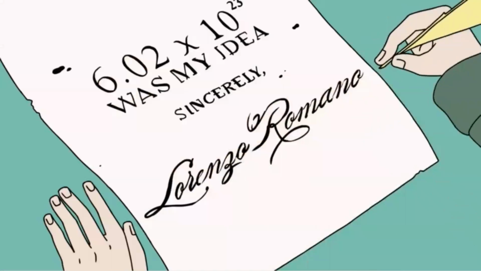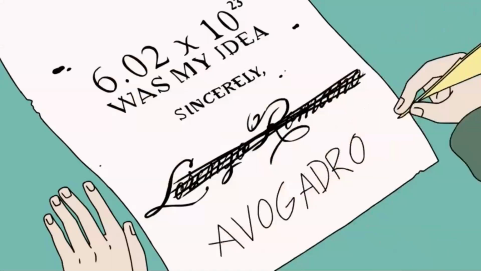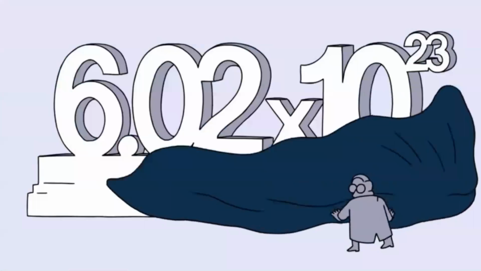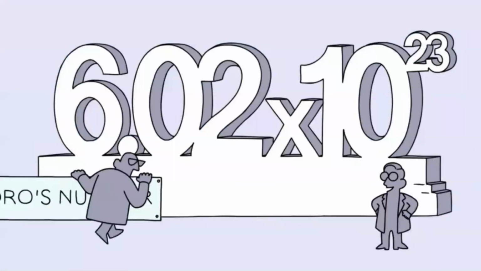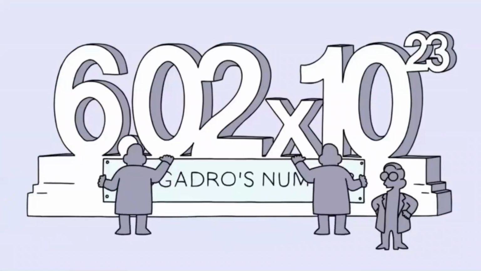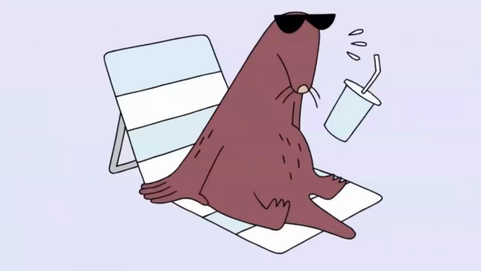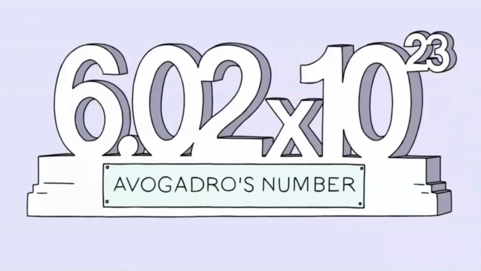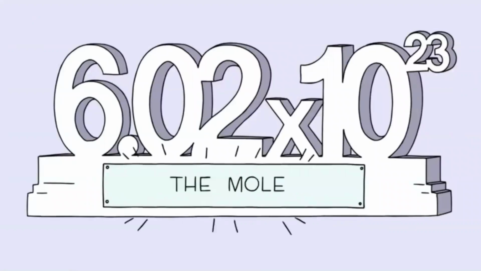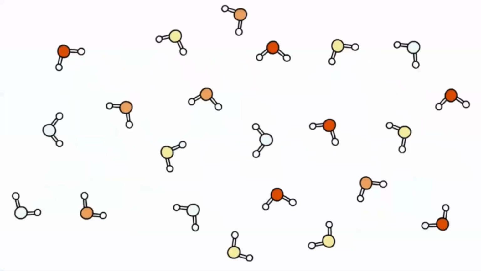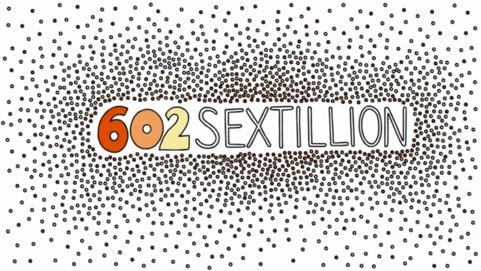Since Lorenzo Romano, never mind, Avogadro was the first one to come up with this idea, scientists named the number 6.02 times 10 to the 23rd after him. It is simply known as Avogadro's number. Now, back to the mole. Not that mole. This mole. Yep, this number has a second name, the mole. Chemists use the term mole to refer to the quantities that are at the magnitude of 602 sextillion.